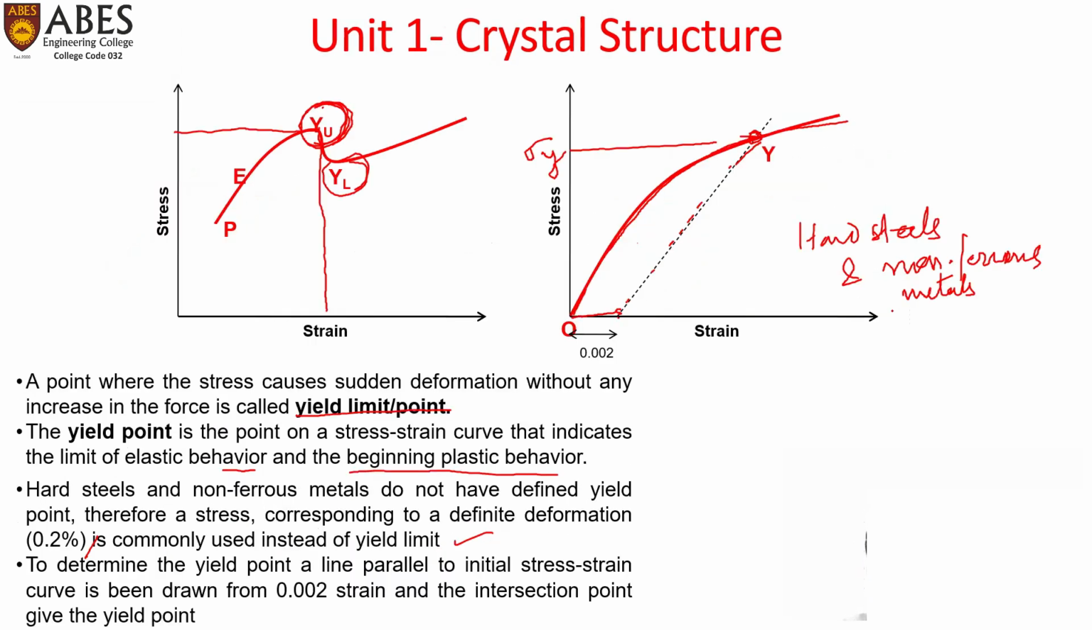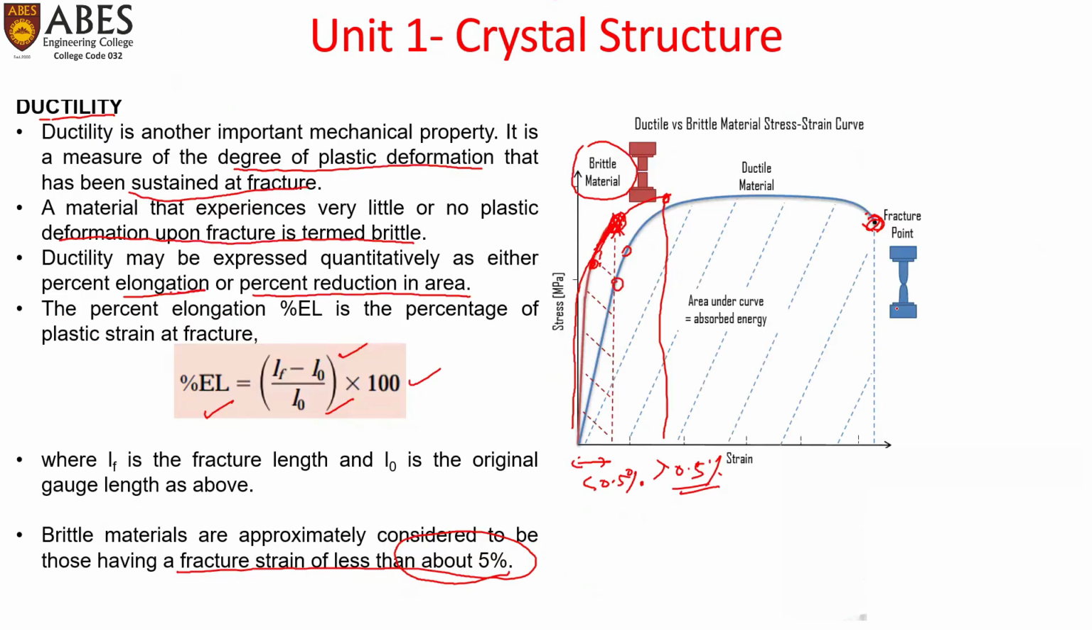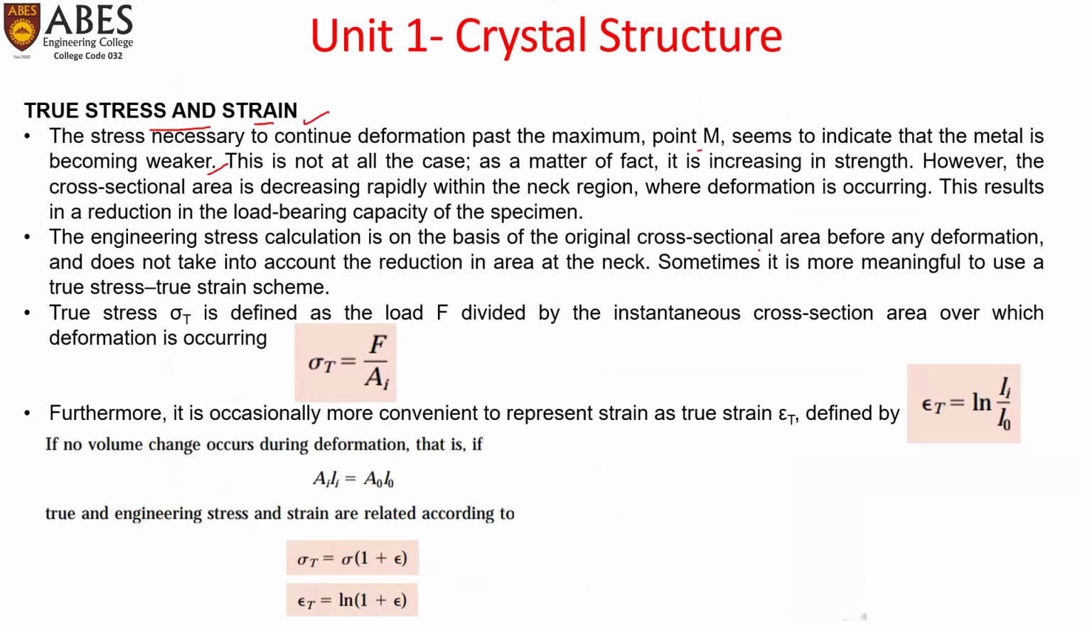But in the original condition, it is not so. This is not at all the case. As a matter of fact, it is increasing in strength. The strength of the material increases due to strain hardening. However, the cross-sectional area is decreasing rapidly. Since necking starts, the area of cross-section is decreasing rapidly within the neck region where deformation is occurring.